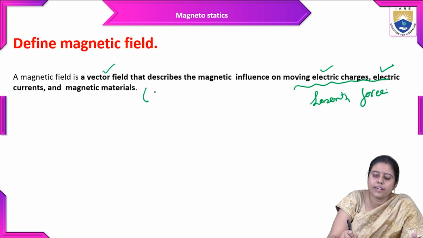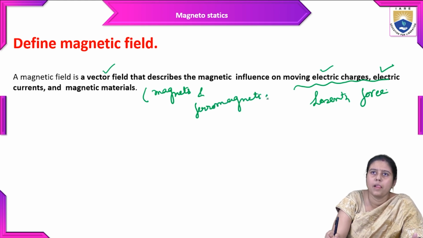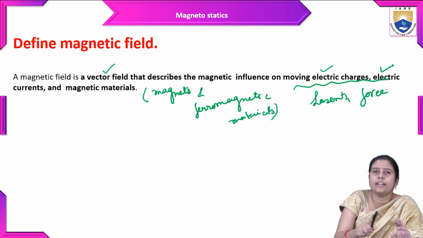What is the meaning of magnetic material? Magnets and ferromagnetic materials. So this is the magnetic field.